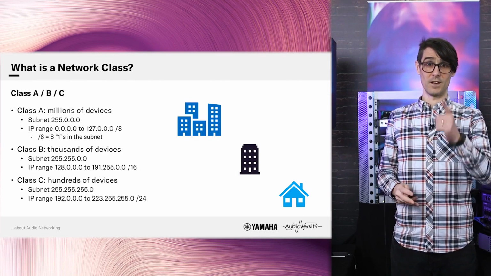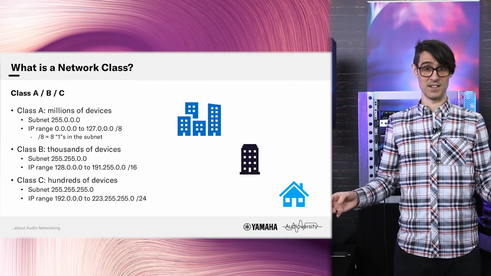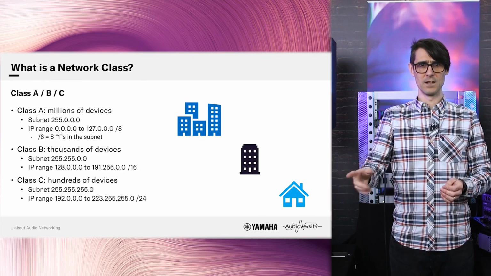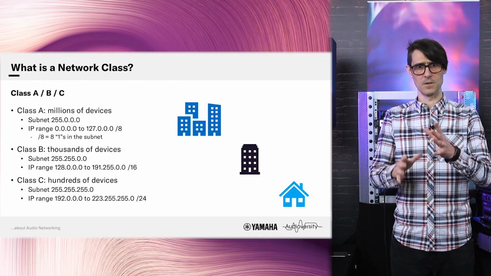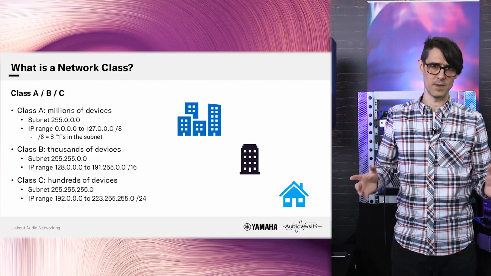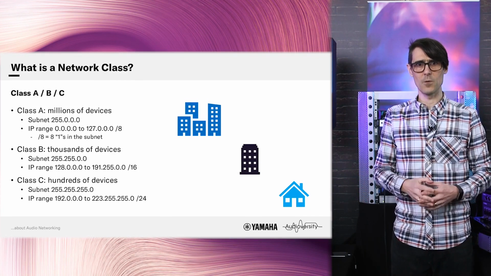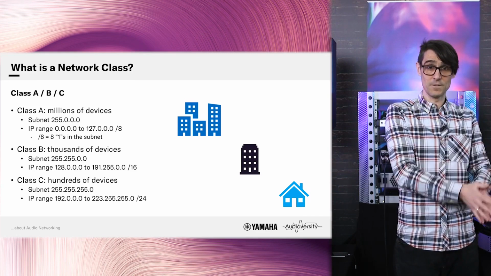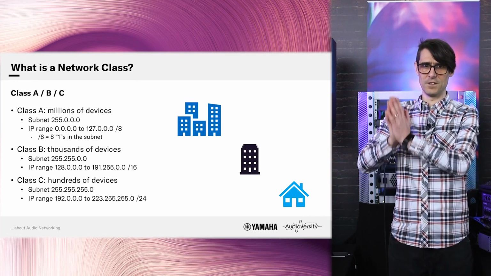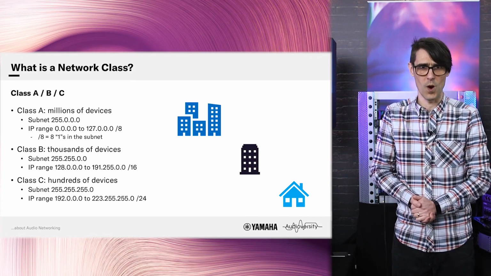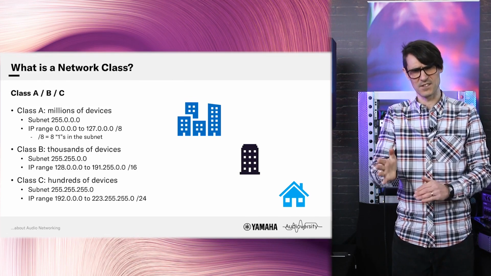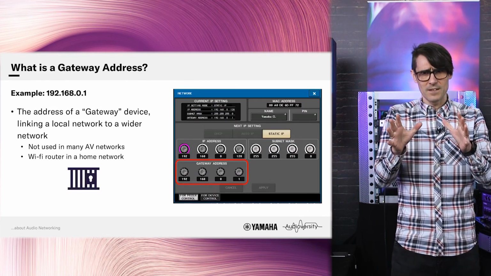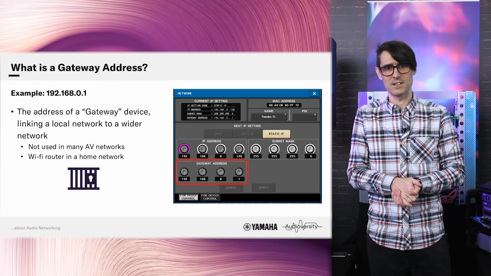So it's just 255.0.0.0. A class B network can have thousands of devices. It has a subnet 255.255.0.0, 16 ones. So a Dante network is generally a class B network. Then a class C network can have a couple of hundred devices. Subnet is 255.255.255.0. It's got 24 ones in the subnet, so /24. So that's generally the stuff we need to know about IP addresses and subnets.